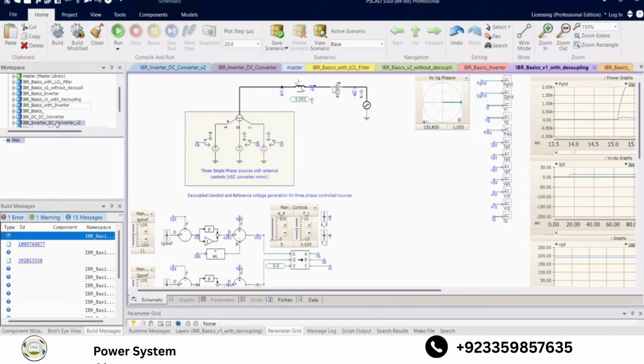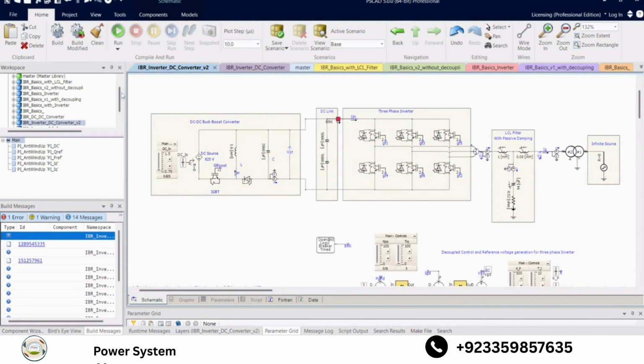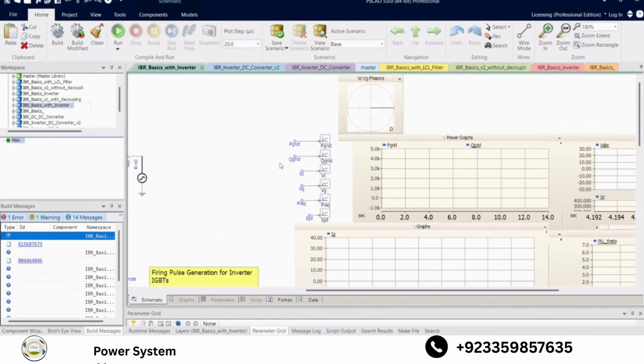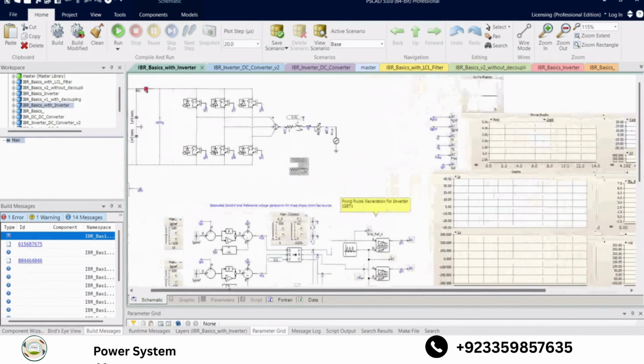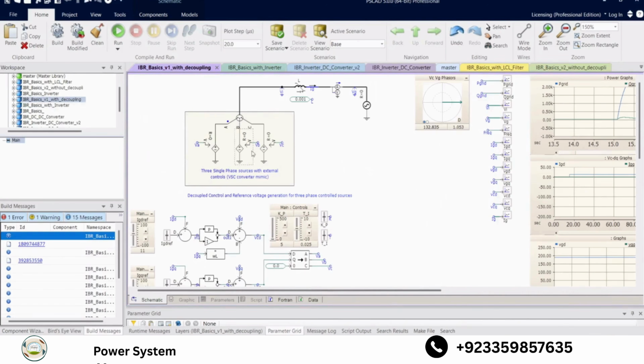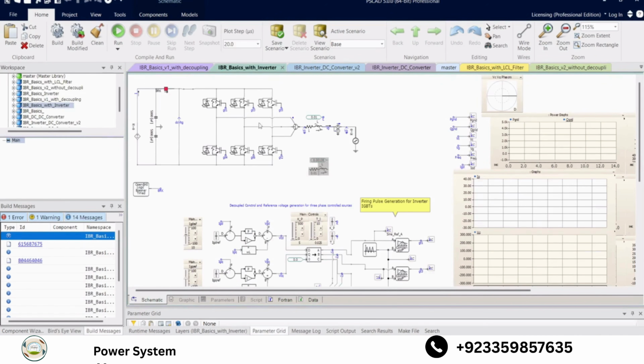So this is the fully developed case. For example, if I could show you, this is this one. So this is a second case in which I have removed the DC source, the three-phase control source, and I have inserted an inverter. It's the same case, but I have just inserted an inverter, and I will be looking at what kind of harmonics we get and everything. So we will be developing our IBR slowly, step by step.